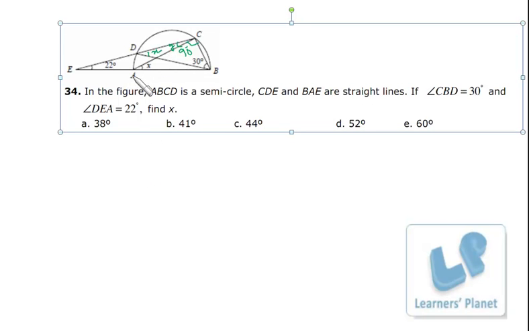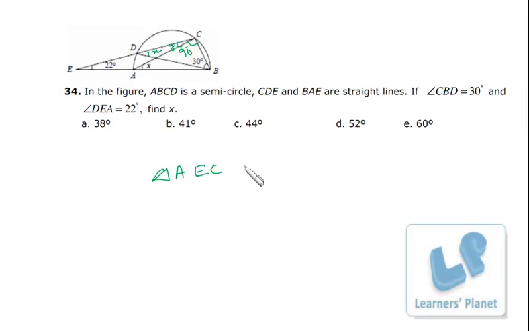Now just consider triangle AEC. Since the figure is small, I'm just writing down the explanation so you'll be better clear. So in triangle AEC, this angle is 22 degrees, this angle is Y, and X is the exterior angle. So X is equal to 22 plus Y, right? Exterior angle is equal to the sum of the remote, or interior opposite, angles. So X is equal to 22 plus Y. This is the first equation we are getting.